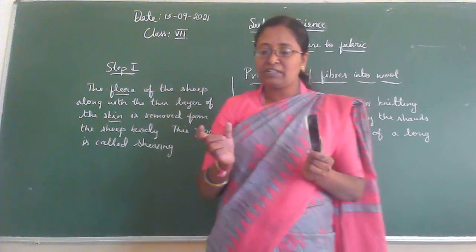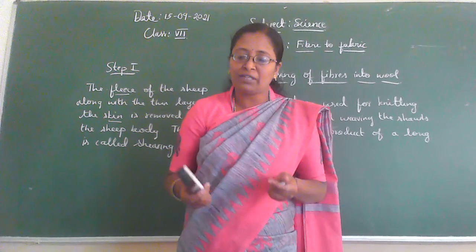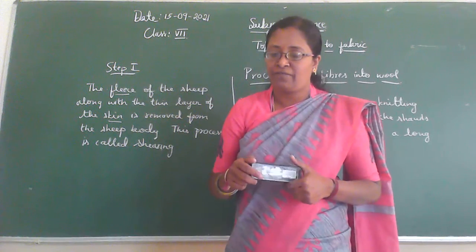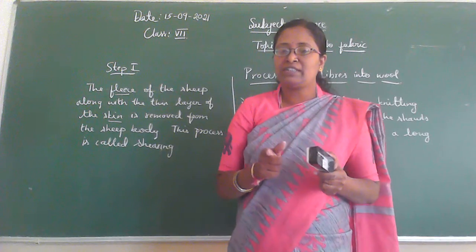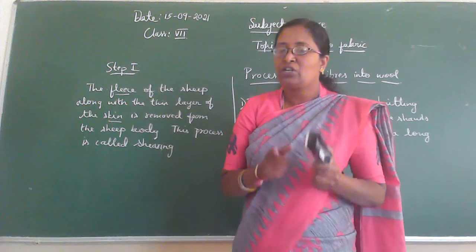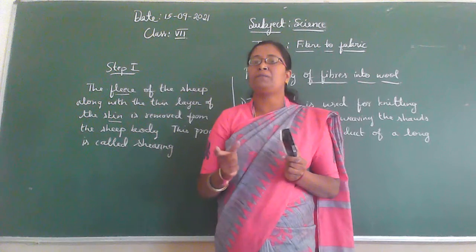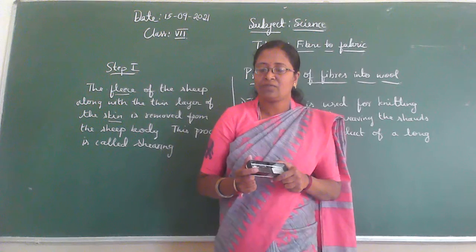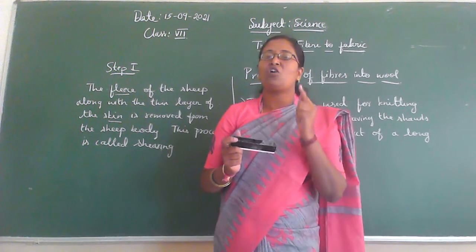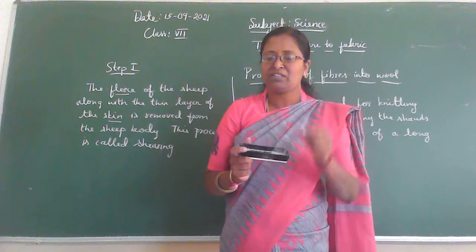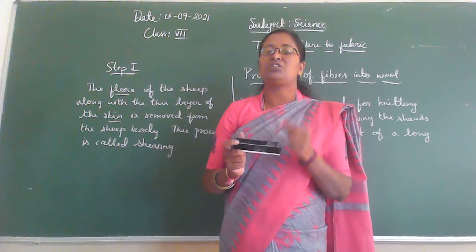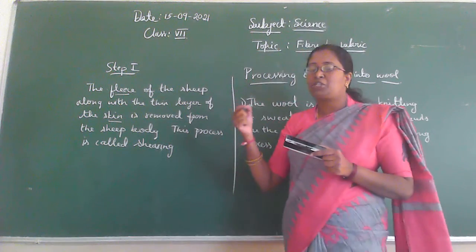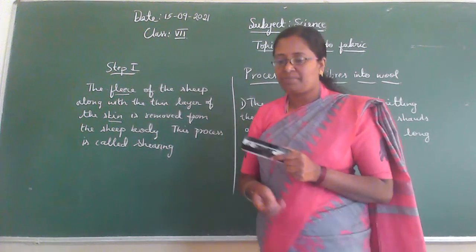In this process, some machines are used. Machines similar to those used by barbers are used to shave off the sheep's fleece. Understand, children? The similar machines that barbers use to shave hair are used here also to shave off the sheep's hair.